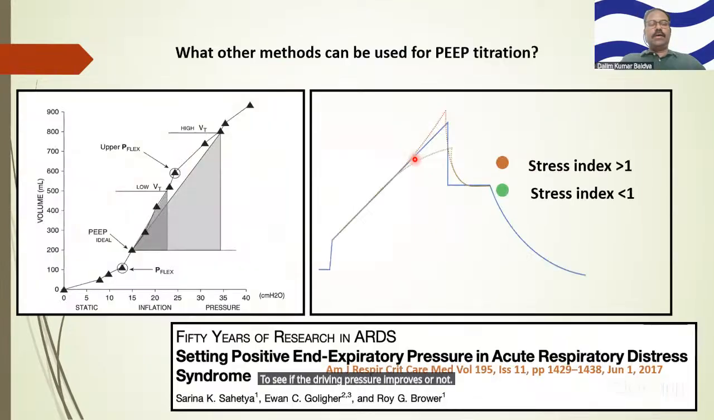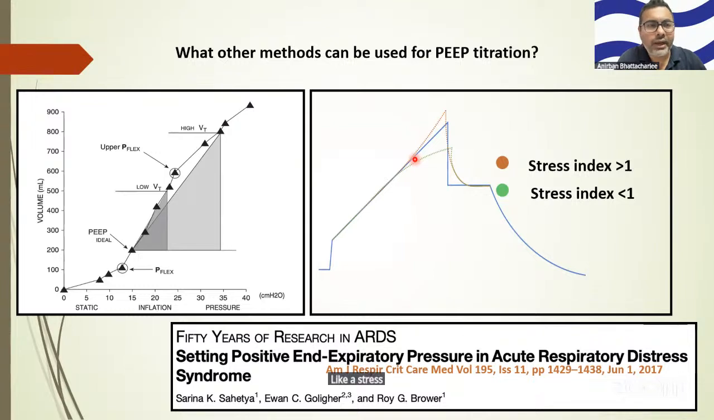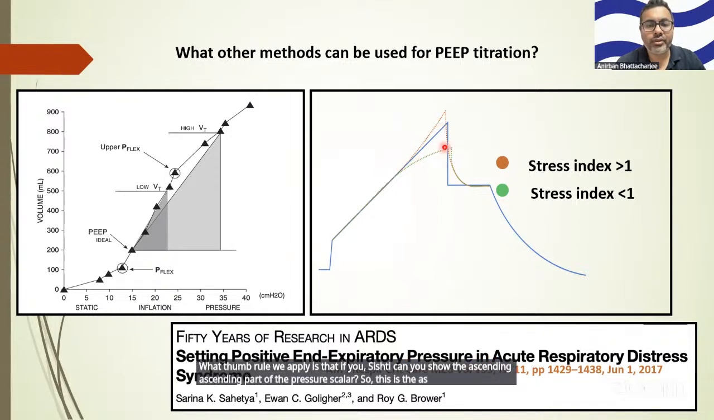Right. So regarding other methods, like stress index can be a quick assessment, although it's difficult to calculate. So Anirban, your thoughts on this? Sir, stress index, it is difficult to calculate. We never calculate in our day-to-day practice. What thumb rule we apply is that if you, Srishti, can you show the ascending part of the pressure scalar? So this is the ascending part of the pressure scalar.